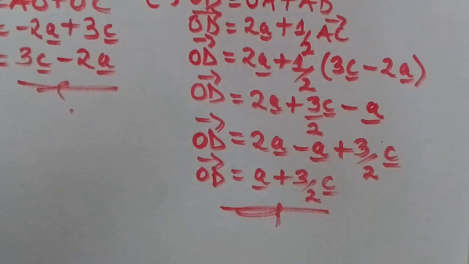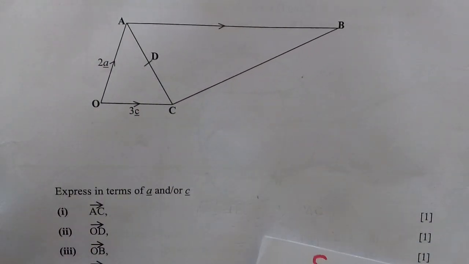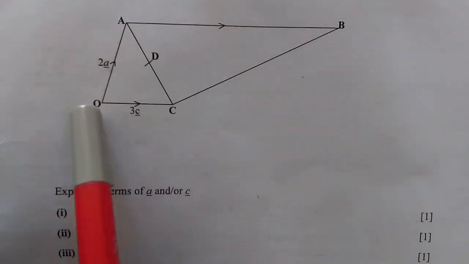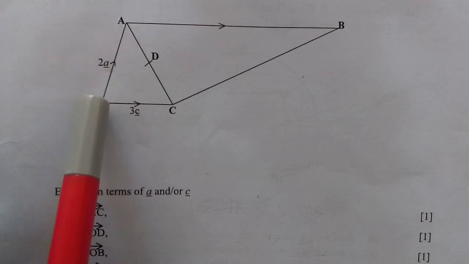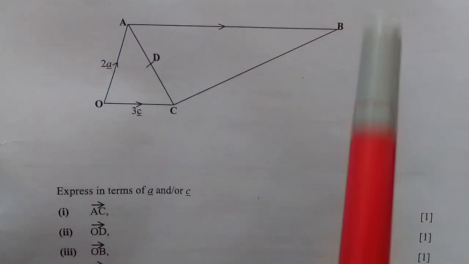We now go to Roman numeral 3. On Roman numeral 3, we want to get OB vector. So to get OB vector, we'll use the vector OA plus AB vector.